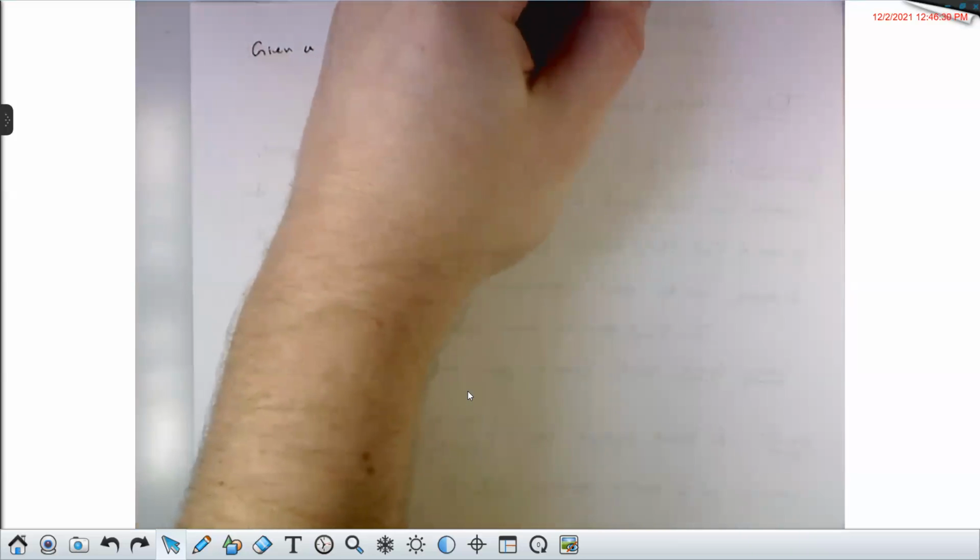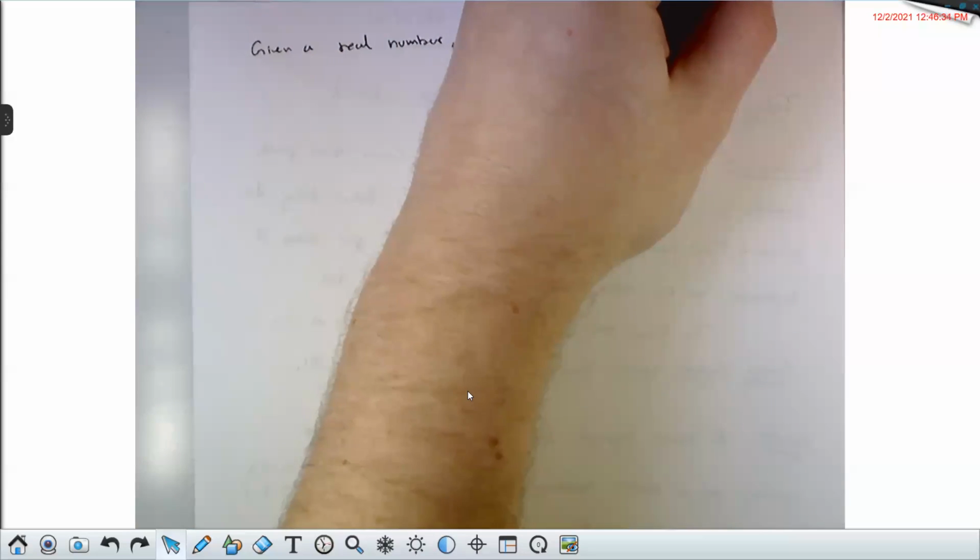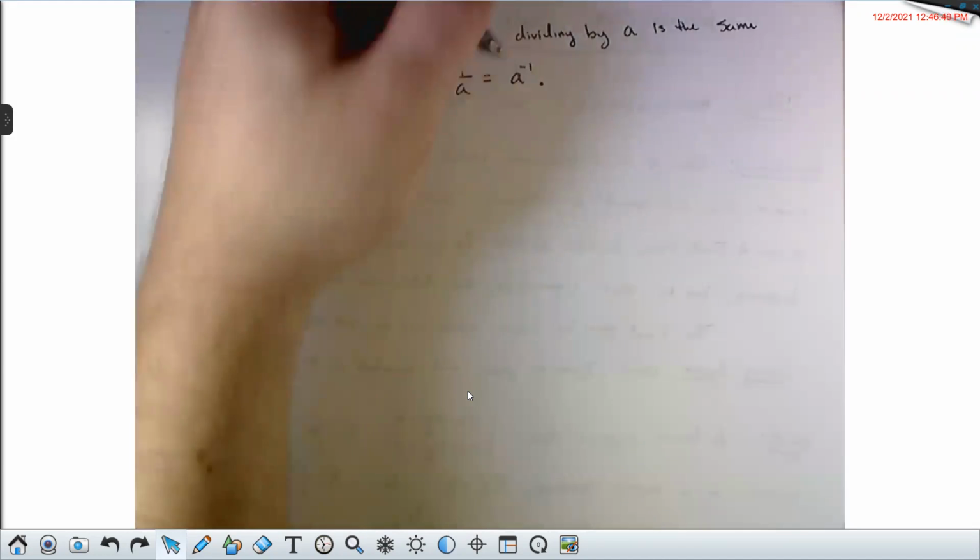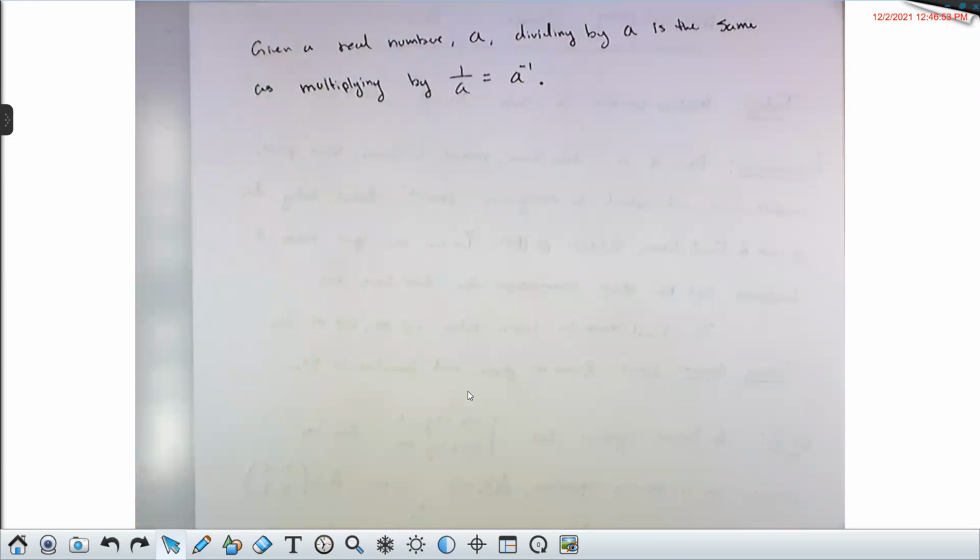So I'll say, given a real number, not a matrix, just a number, call it lowercase a, dividing by a is the same as multiplying by 1 over a, which we can rewrite in powers as a to the negative first. Right? So dividing by 2 is the same as multiplying by 1/2. Dividing by 7 is the same as multiplying by 1/7. So this lets us rephrase the operation of division in terms of multiplication by something.